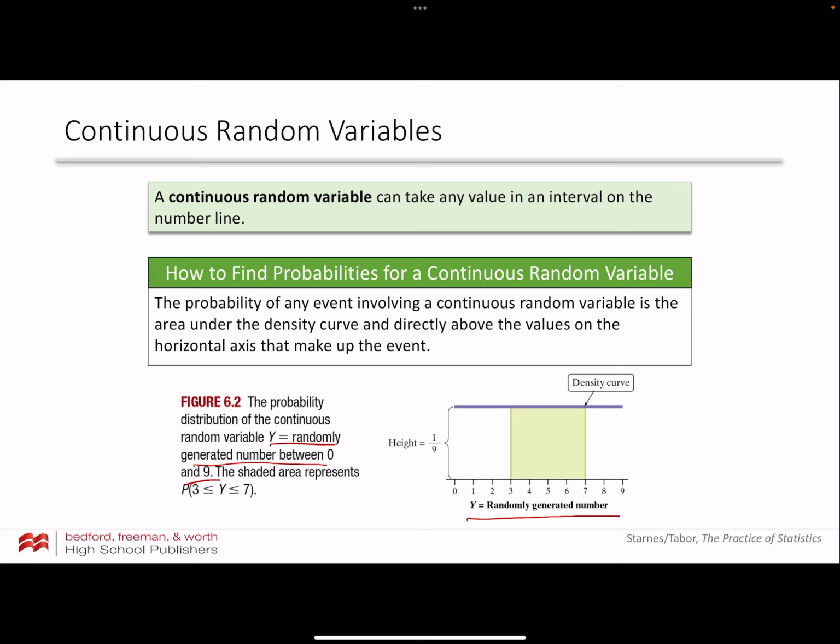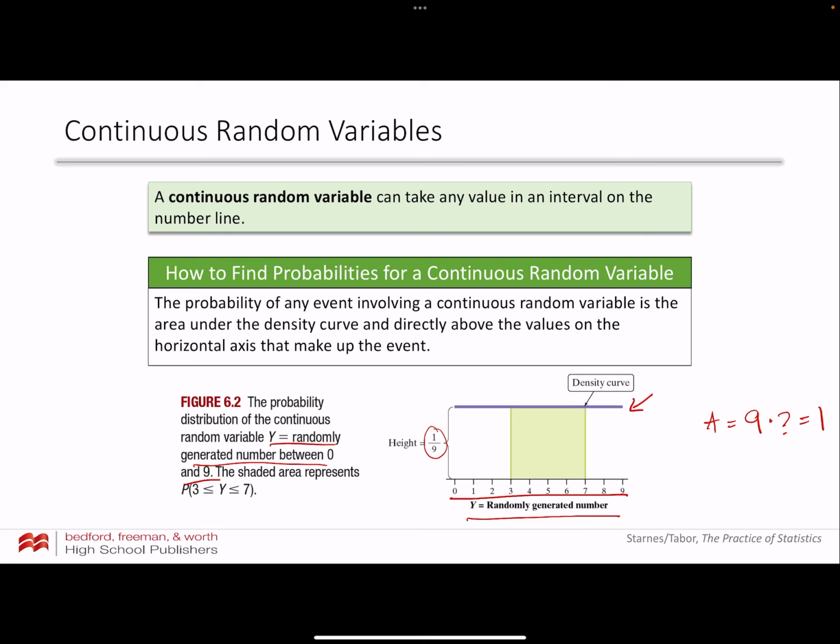And if you think back to chapter 2 with density curves, if I asked you to draw this density curve, you would say, okay, I know that the area under the purple density curve has to be equal to 1. If this distance along the x-axis is 9, so the area is a rectangle, 9 times what gives me 1? So the height has to be 1/9, right? And the shaded area represents the probability that y is between 3 and 7, for example.